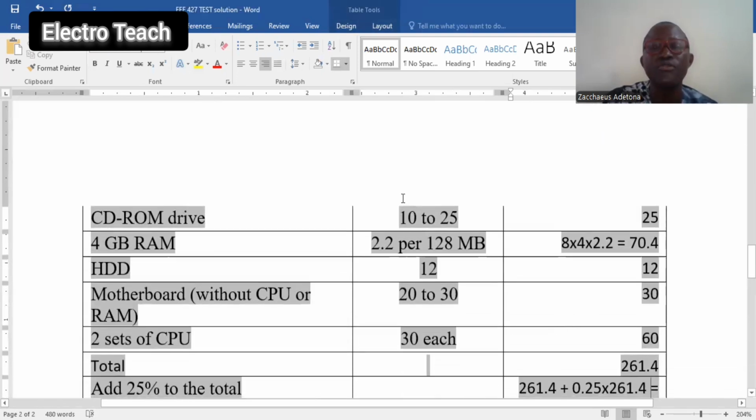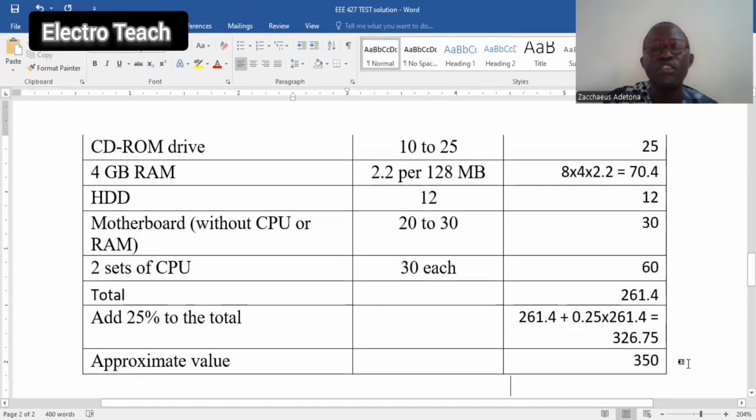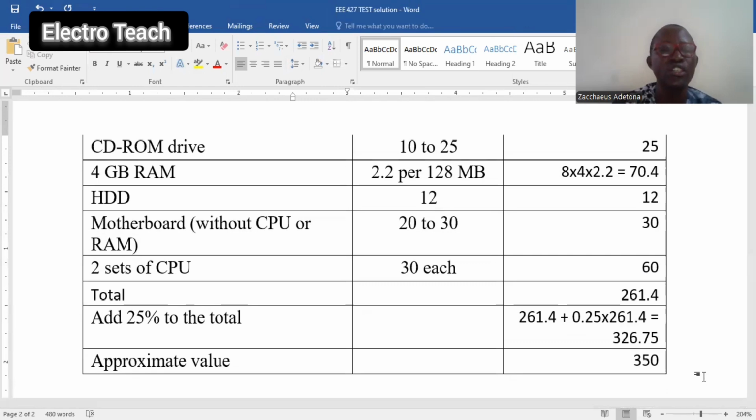Then we have CD-ROM drive 10 to 25 watts. We have 4 GB RAM, consuming 2.2 watts per 128 MB. Then hard drive 12 watts, motherboard without CPU or RAM 20 to 30 watts, 2 sets of CPU 30 each. So these are the data given. Now we choose the highest: for any that has a range, we choose the highest value.